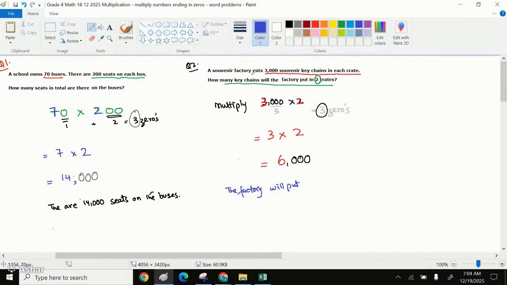We are using the word put because a souvenir factory puts 3,000. The factory will put 6,000 keychains in 2 crates. So we simply need to multiply the whole numbers first, and simply add the number of zeros at the end.